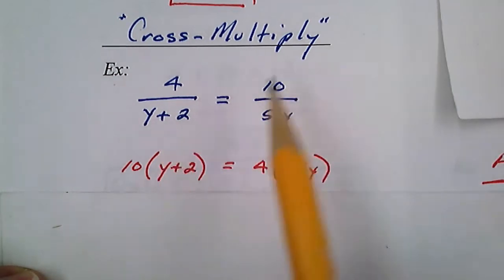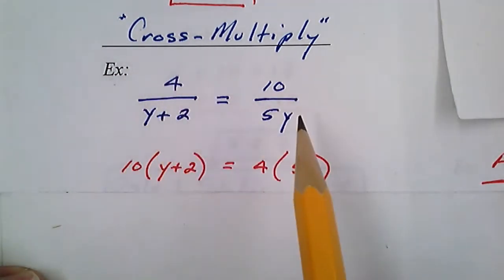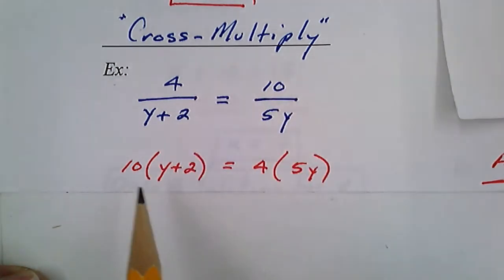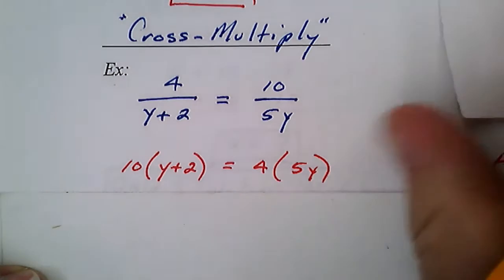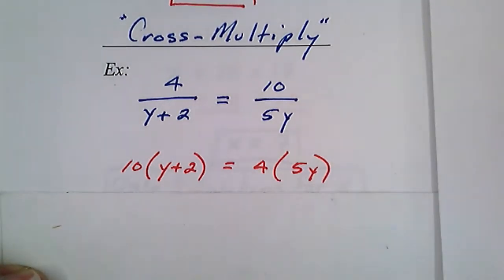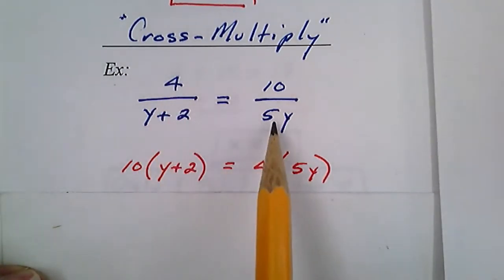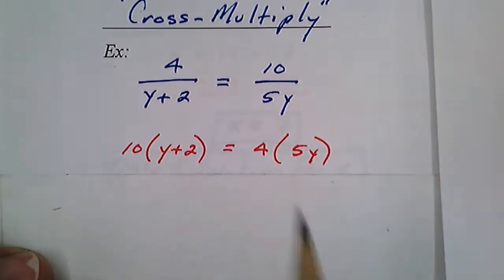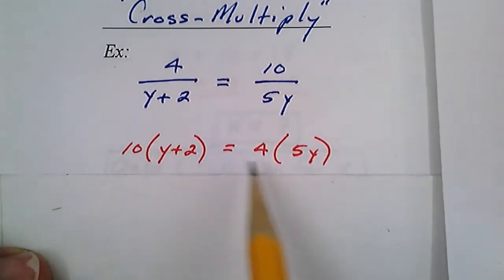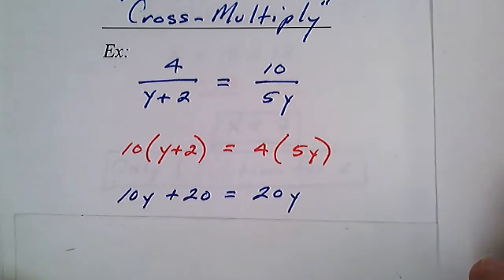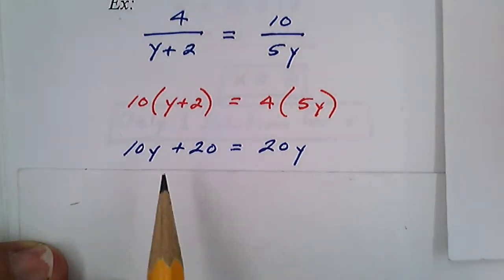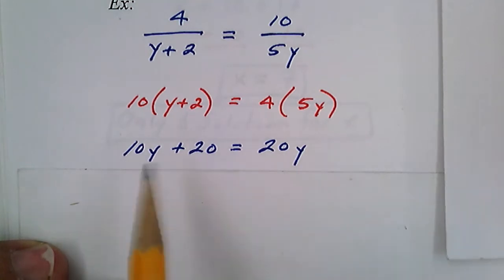So I'm going to go this way. It doesn't matter. You could start here and go down first, or you can go this way. So I'm going to go 10 times y plus 2. And then I'm going to go 4 times 5y. So I got to do a boom chicka boom here. Okay, so 10 times y, 10 times 2, and then 4 times 5y. It's going to look like that right there. Okay, and now I'm going to just solve the problem.